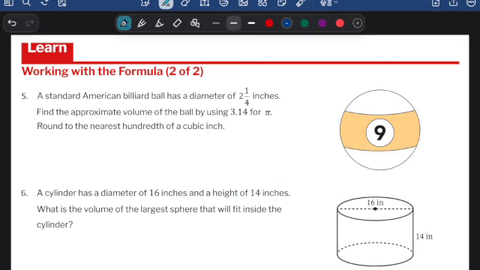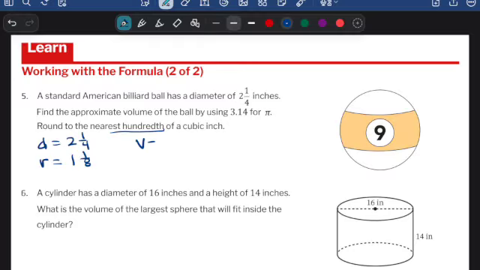Okay, let's take a look at number 5. A standard American billiard ball has a diameter of 2 1/4 inches. Let's write what we know. The diameter is 2 1/4. That means the radius is half of that, or 1 1/8. Find the approximate volume by multiplying by 3.14. And it says to round to the nearest hundredth, so we're going to want 2 decimal places.